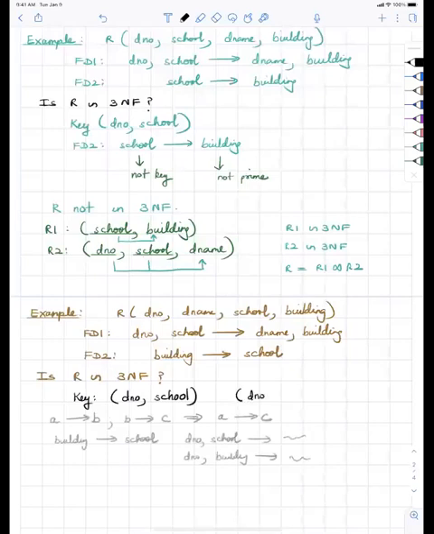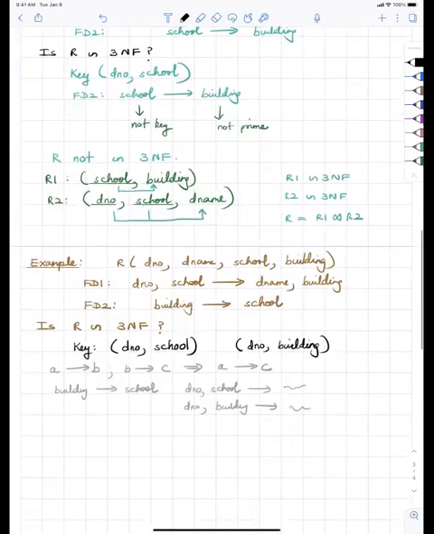So we have D number and building, which will also determine D name and whatever school and building. So we have two different keys out here actually, not just one key: D number and school, and D number and building. Did everyone understand this part?